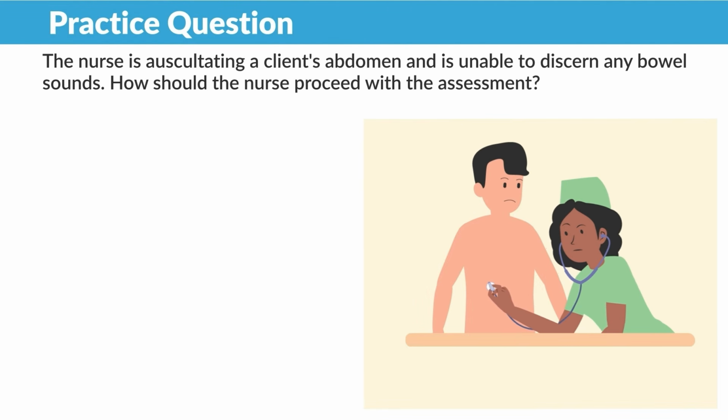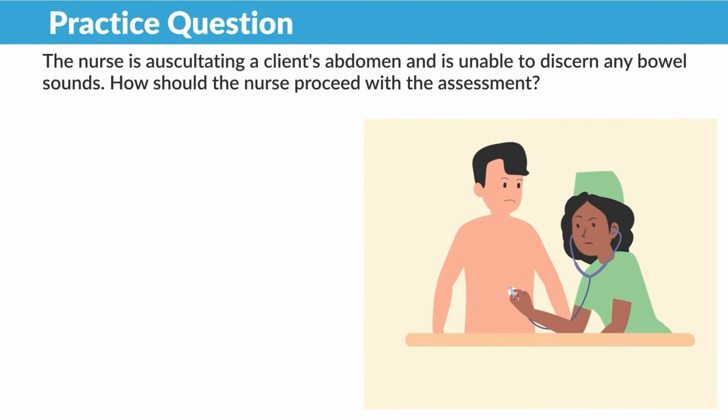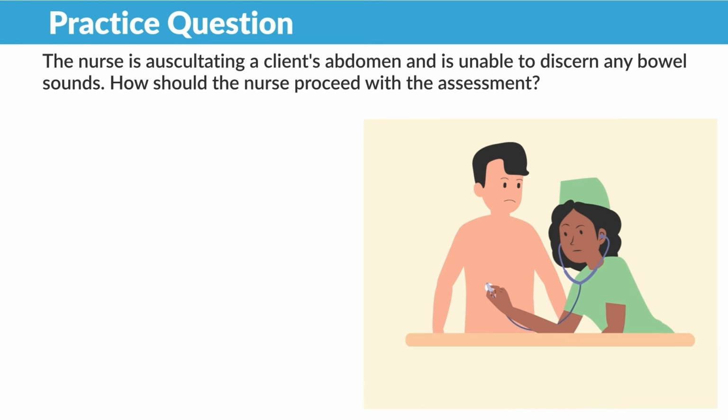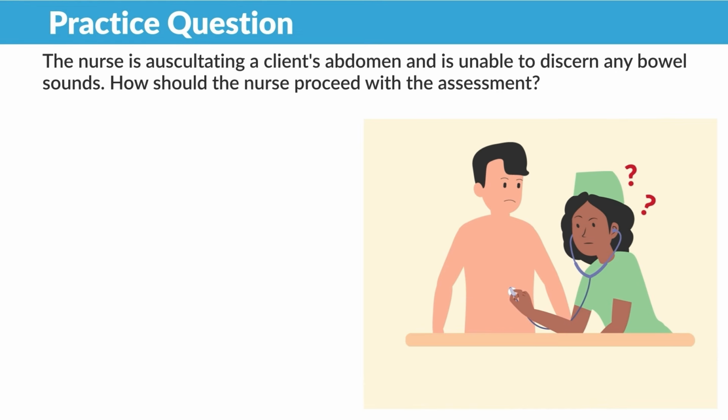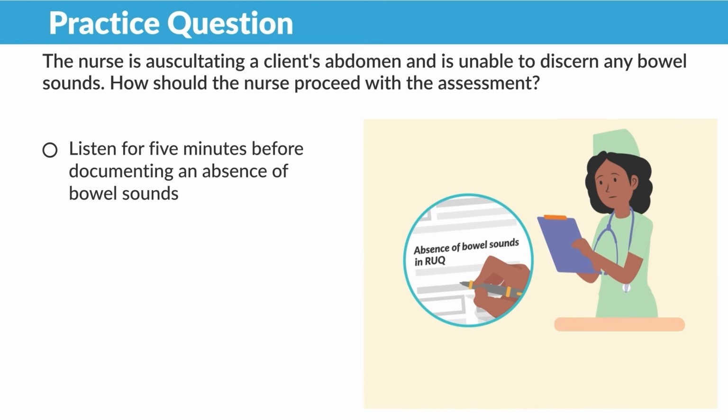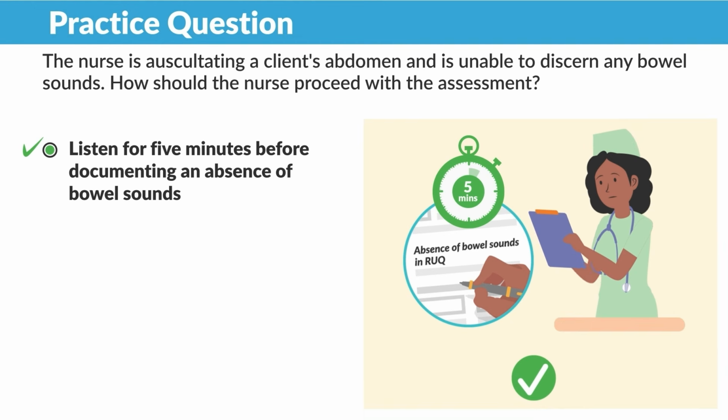Now for a practice question. The nurse is auscultating the client's abdomen and is unable to discern any bowel sounds. How should the nurse proceed with the assessment? The correct answer is listen for 5 minutes before documenting an absence of bowel sounds in that particular quadrant.